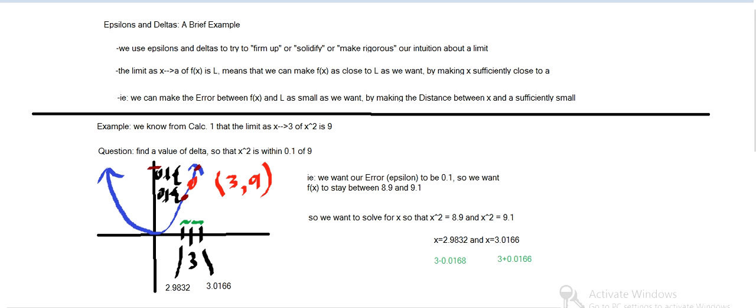So the maximum distance would be 0.0168. As long as we stay within 0.0168 of 3, we know the y values will stay within 0.1 of 9. So we took epsilon equals 0.1, and then we found that delta is 0.0168.